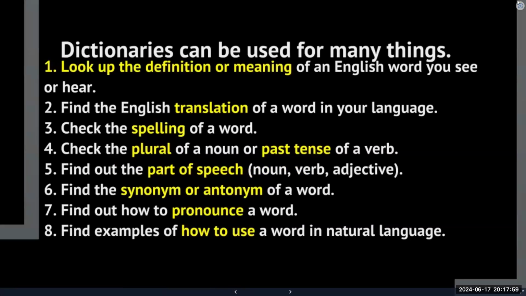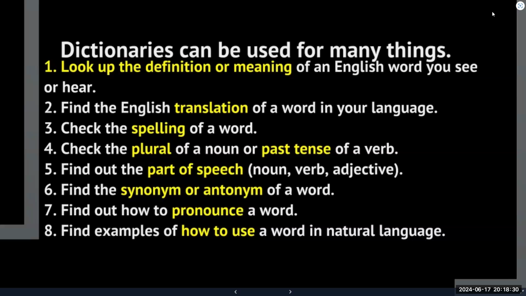So what can we use a dictionary for apart from finding the meaning? So obviously we know that in a dictionary we find the meaning of a word, but there are other things that we can find. So we can find the English translation of the word in your language. You can find the spelling, or you can check the spelling of a word. You can check the plural form or the past form of the verb.